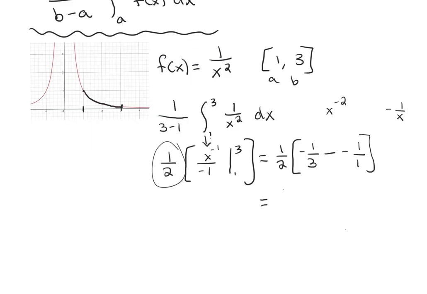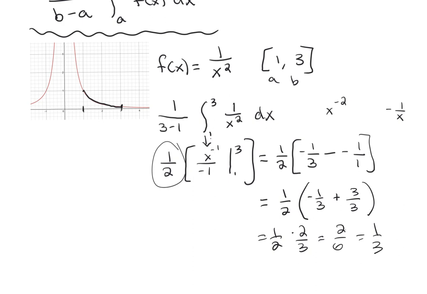So let's just simplify this down. 1/2 times negative 1/3, it's now going to be plus, I can write that as 3 over 3. So 1/2 times 2/3, 2/6, which is 1/3. So what we just found is a y value of 1/3. So that's going to be somewhere about here.